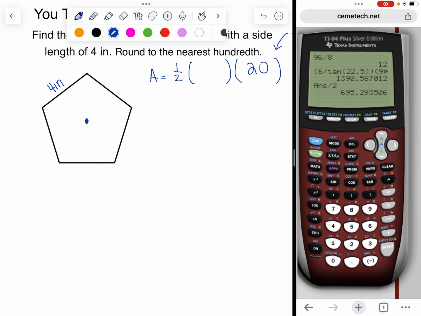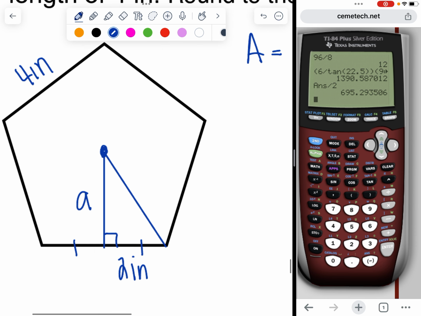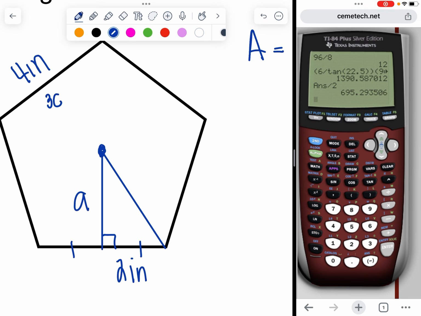All right, so what I don't have is the apothem. So I'm going to put a center inside that pentagon. I'm going to drop an apothem, which means I have a right angle and 2 congruent pieces. I'll put an A for apothem. And then I need this little piece. 4 divided by 2 is 2. So this is 2 inches. Then I need to get this angle right here. So to get this angle, I'm doing 360 divided by the number of sides, which is 5. That's 72 degrees. And then divide that by 2, which is 36 degrees. So this angle right here is 36 degrees.